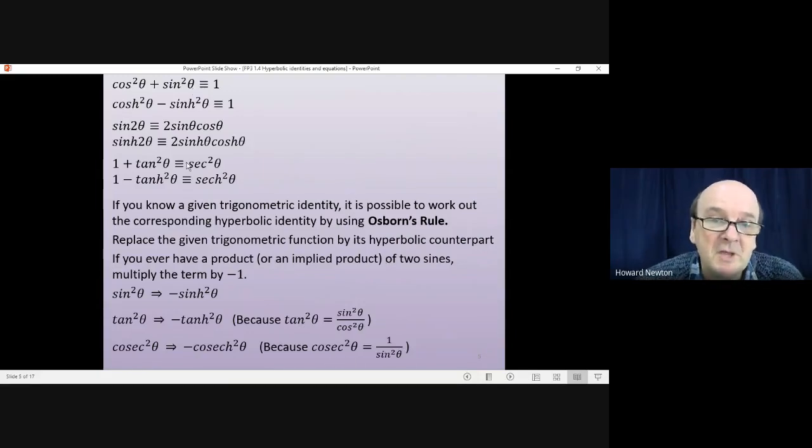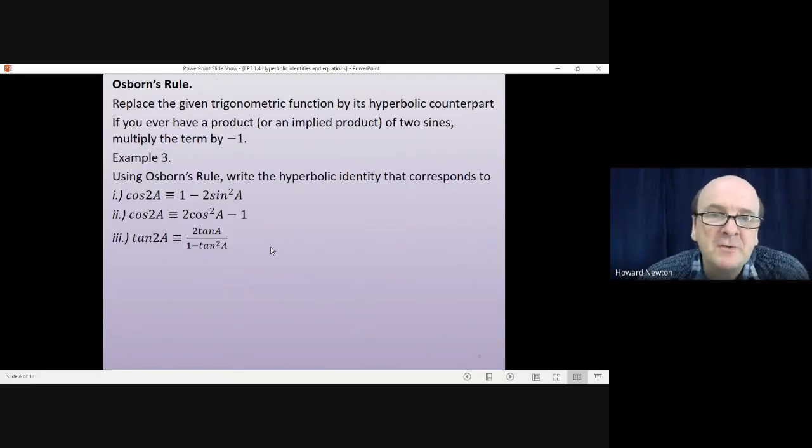And if you look at these 3 identities up here, you can see how that works out in practice. So the sin squared has to change. It becomes minus sinh squared. There are no products of sines in the second identity, so there are no issues there. In the third one, tan squared has to change to minus tanh squared because tan squared is sin squared over cos squared. Sec squared doesn't have to change because sec is 1 over cos, so it just changes to sech squared theta. Okay, I'll let you have a go at using Osborn's Rule yourself.